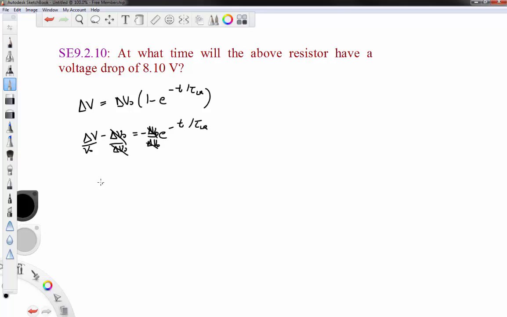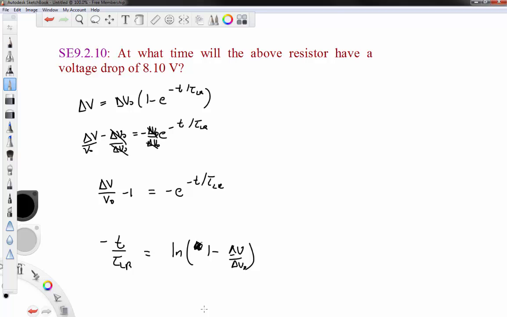So you have delta V over delta V naught minus 1 is equal to negative e to the negative t over tau LR. So if you want to get rid of this exponential, you take a natural log of both sides. So negative t over tau LR would basically be equal to the natural log of 1 minus delta V over delta V naught.